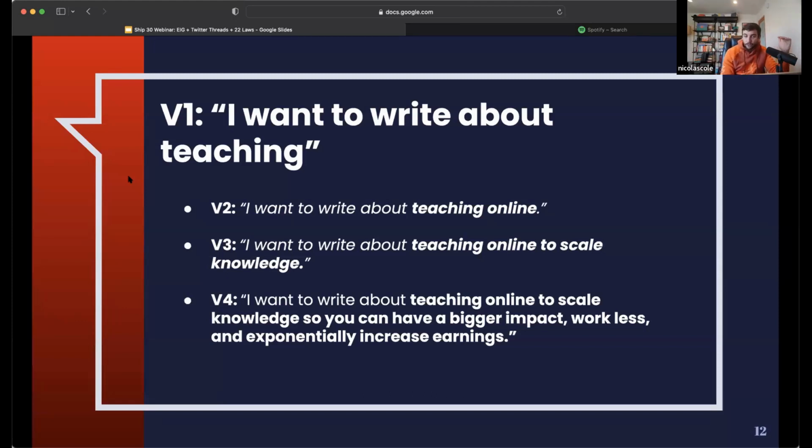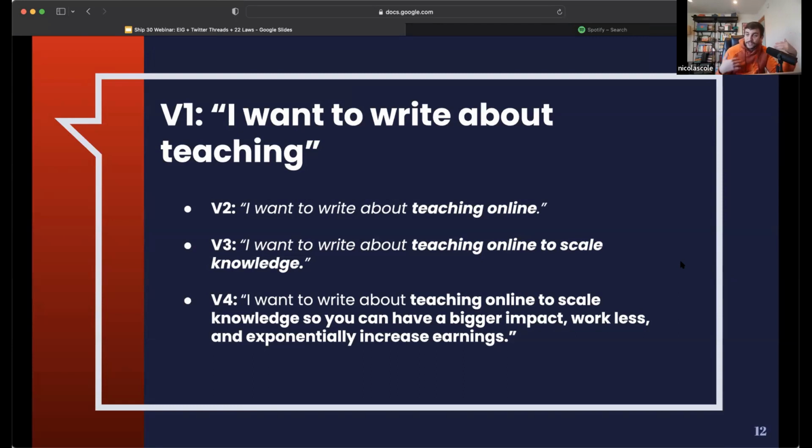So version 1, I want to write about teaching. Let's get more specific. Version 2, I want to write about teaching online, which is very different than teaching in person. All right, let's get more specific. Version 3, I want to write about teaching online to scale knowledge. Okay, so now it's not just about teaching, it's about scaling that knowledge. It's about reach, it's about impact, right? Version 4, I want to write about teaching online to scale knowledge so that you can have bigger impact, work less, and exponentially increase earnings.